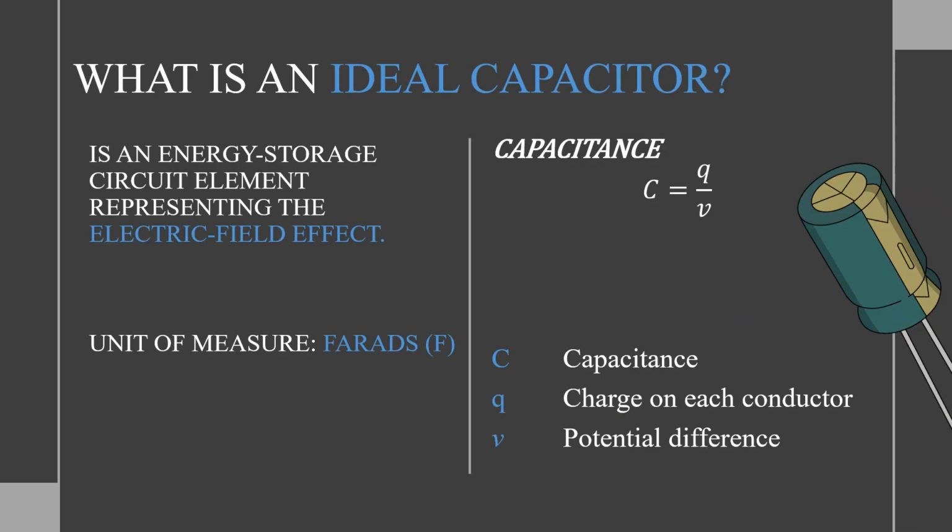To kick it off, let's start with understanding what an ideal capacitor actually is. An ideal capacitor is an energy storage circuit element representing the electric field effect. Capacitance can be measured in farads, which is given the symbol F, and capacitance can be a variable C and is known as just being a constant, which is determined by the geometric configurations of the two conductors of the component. And you would take the charge on each conductor, dividing that by the potential difference between the two perfect conductors of that element.